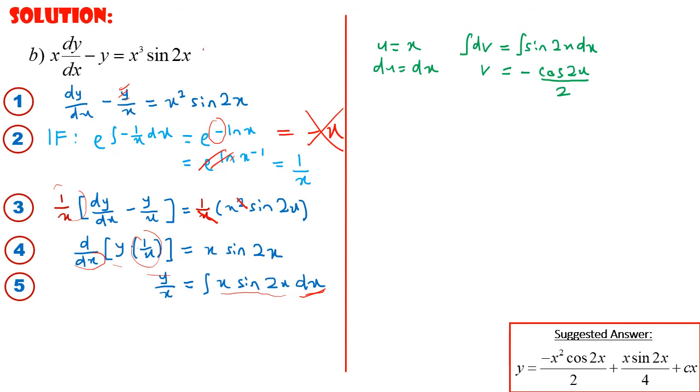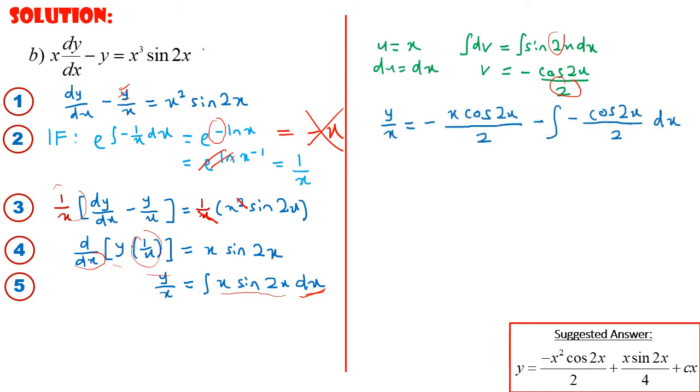So remember LIATE: logarithmic, inverse trig, algebraic, trigonometric, exponential, so trig comes last. So x will become u, and of course sine 2x will become dv. So differentiate u, and then integrate sine to get negative cos. And since we have coefficient 2, don't forget we have to divide by 2. And then substitute into the by parts formula.